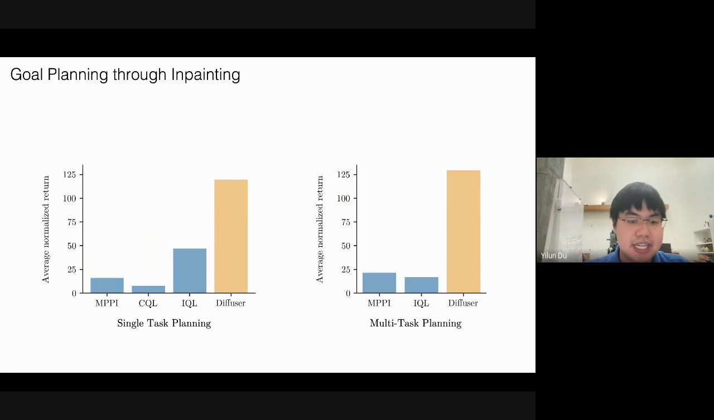Yeah, and you can see in this setting here, our approach essentially just significantly outperforms all prior approaches, where this uses a ground truth model, and these are different offline reinforcement learning approaches.